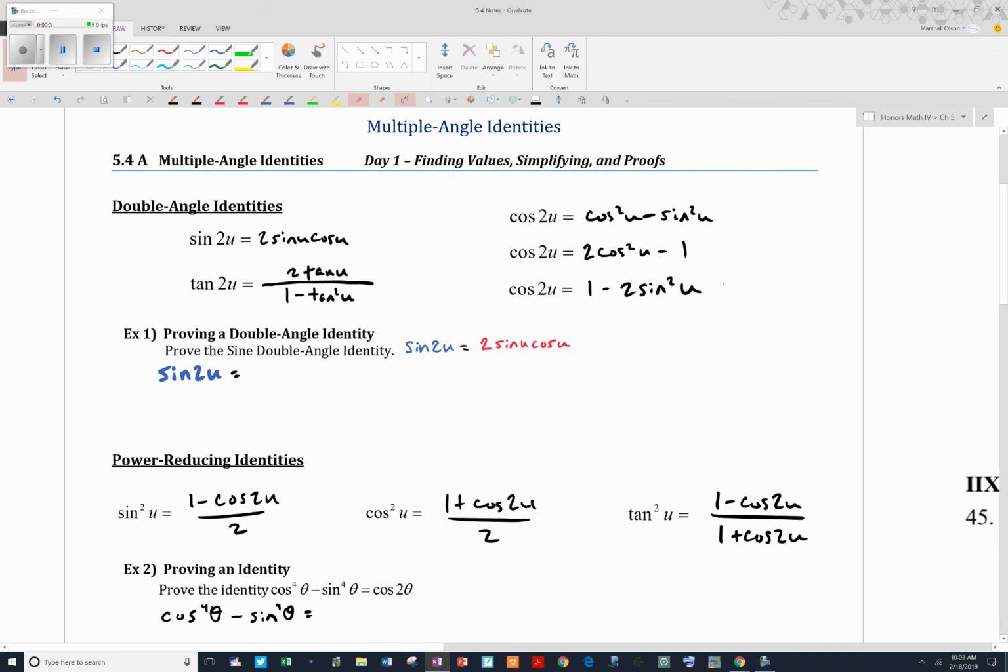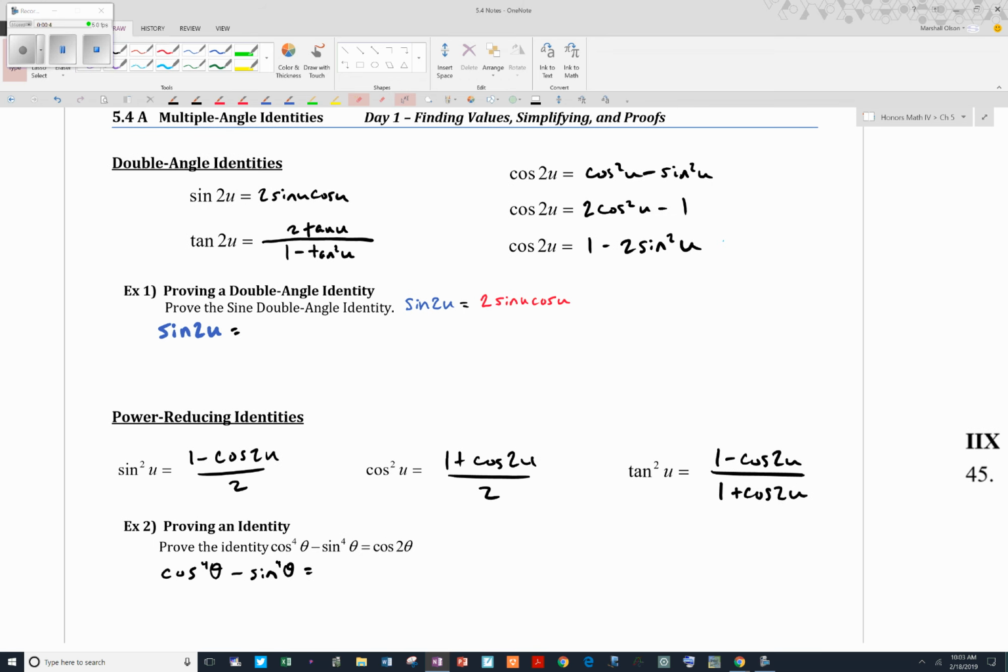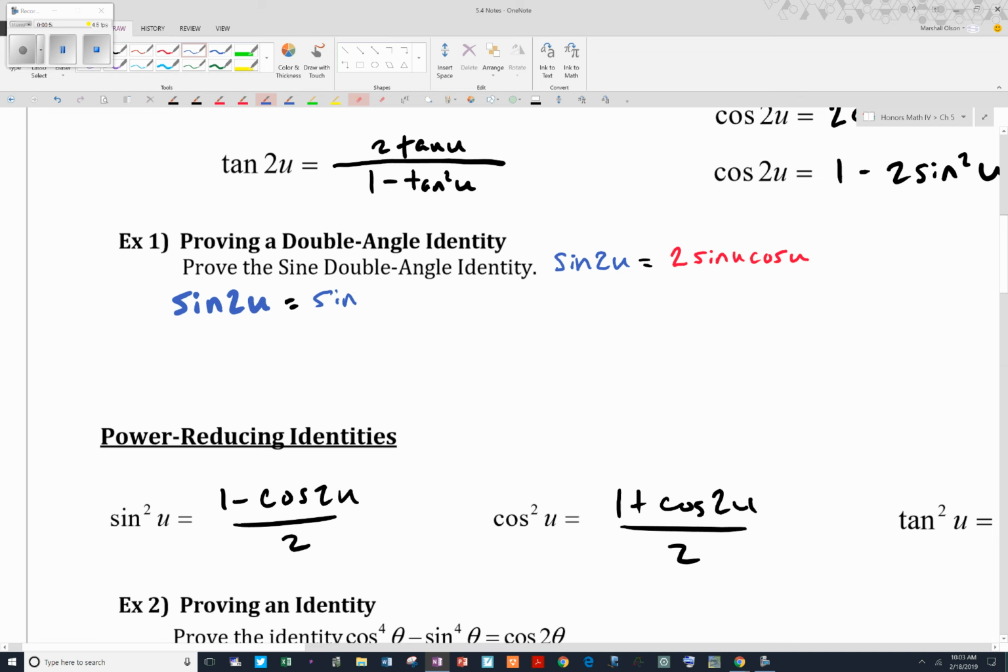The first example that we're going to do here is to prove one of the double angle identities. We're going to prove the sine double angle identity, which I just wrote again right there. We're going to start with the left-hand side and work towards the right-hand side by using our sum formula for sine. So sine of 2u we can rewrite as the sine of u plus u, and then use our sum formula to expand that into the sine of u times the cosine of u plus the cosine of u times the sine of u.